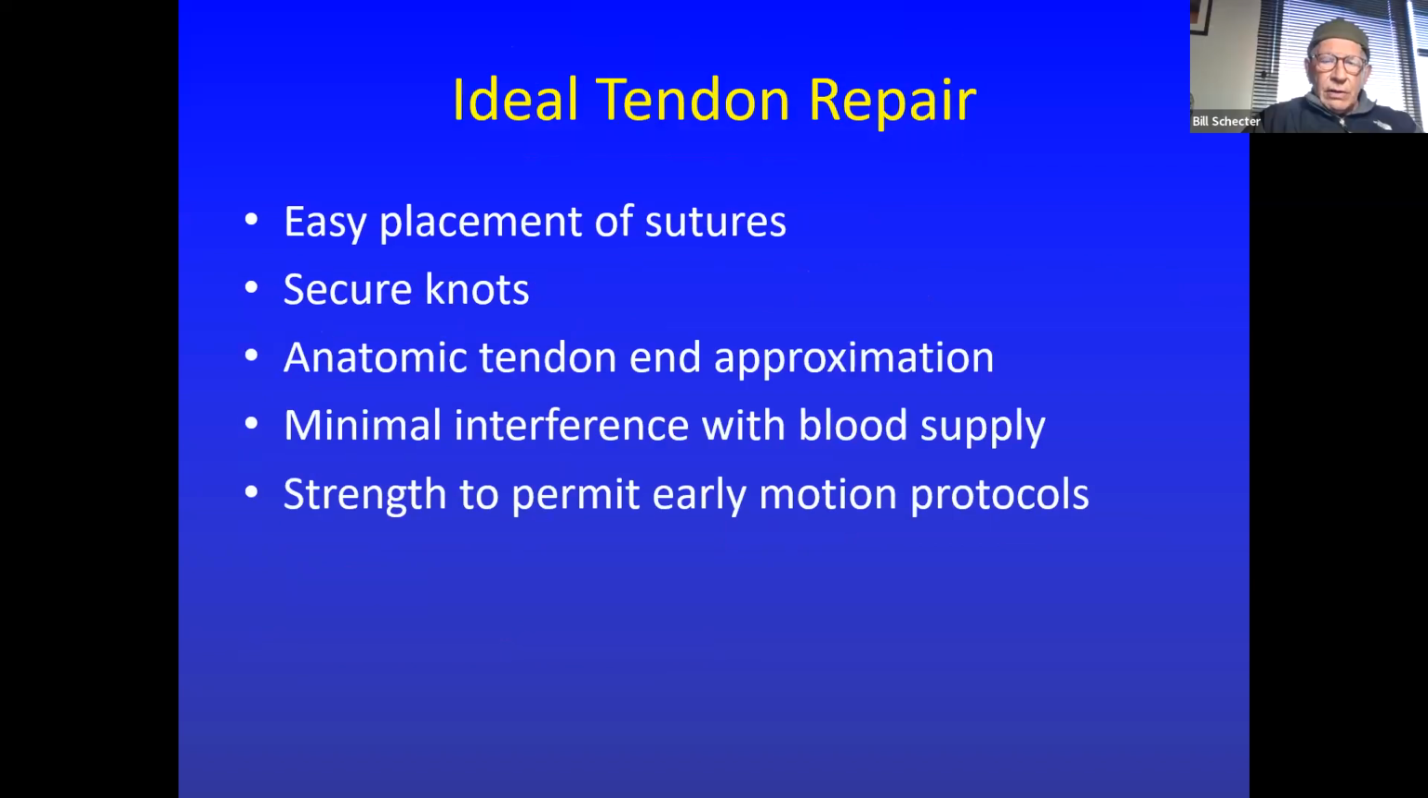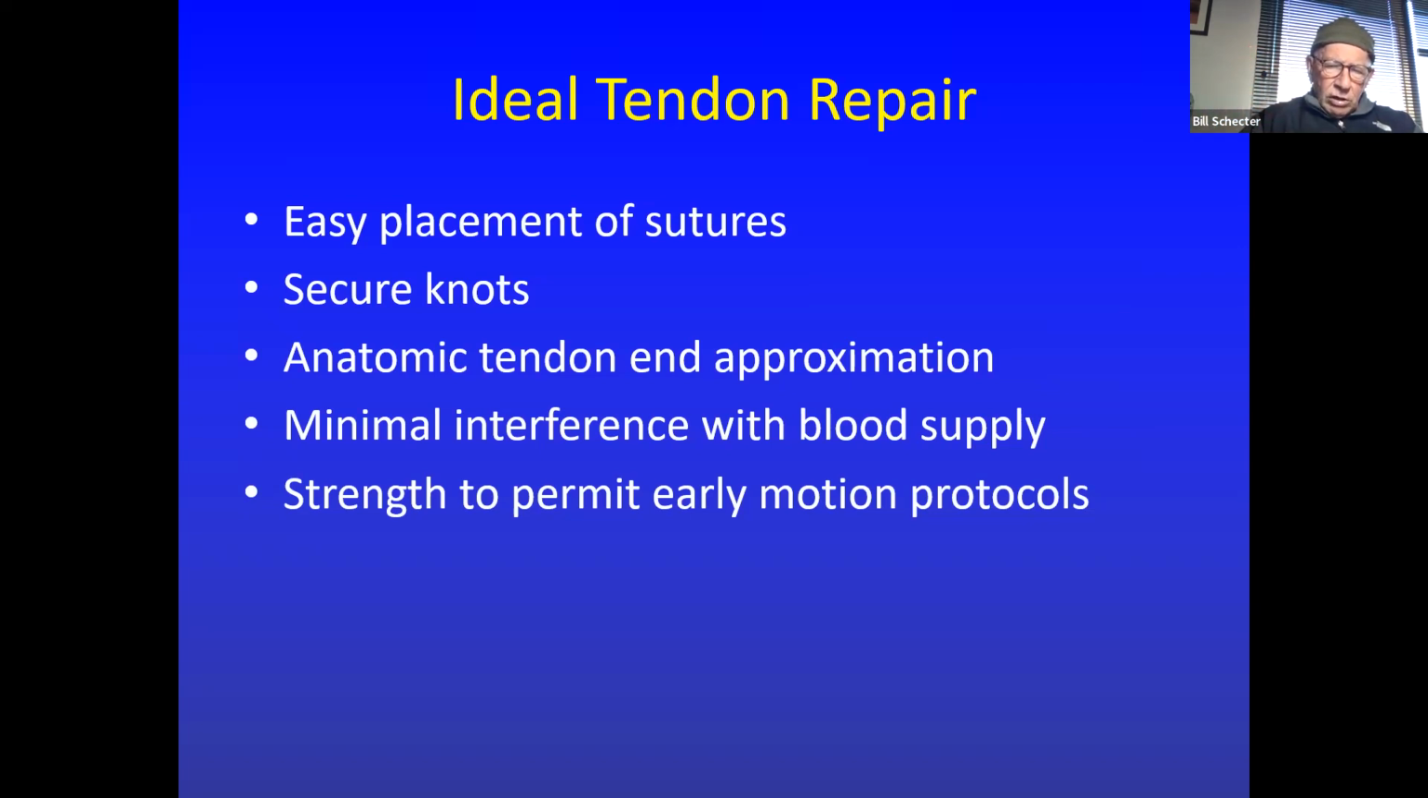Now, an ideal tendon repair, you'll have good exposure. You'll place your sutures. You'll get anatomic approximation of the two ends of the tendons. And the other thing is, you can't interfere with the blood supply of the tendon. Remember, the tendon is white. That means it's got bad blood supply. There's only one or two tiny vessels supplying the tendon, so that when we place our stitches, we have to pay attention to the blood supply.